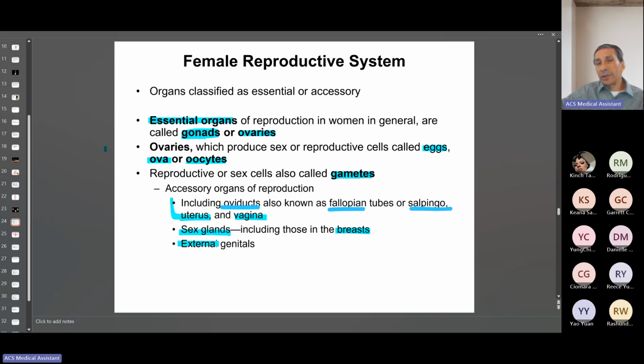And then we're going to go to the external genitalia. So remember that the first images that we presented here were the males and the females. Within those two images, the female shows breasts. So this is important, because we have here the sex glands or the mammary glands, which is the breast.